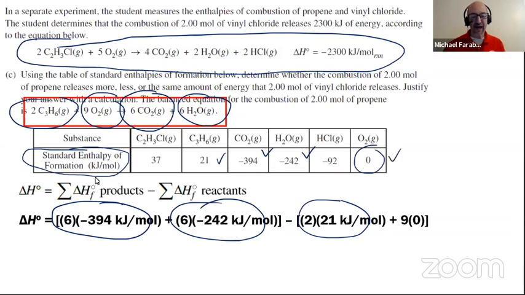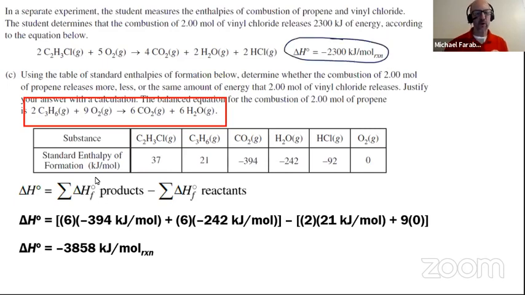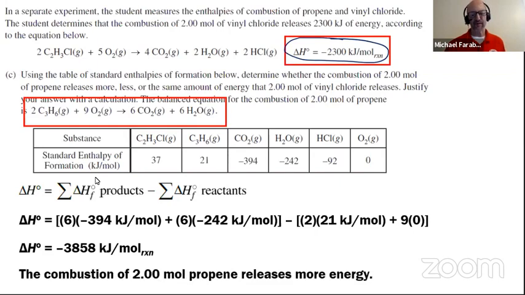So we have now gathered all of our data. We have now plugged in the information for this particular equation in the red box, and we get a delta H that is larger in magnitude than the other one. So the question had said, determine whether the combustion of 2 moles of propene, which is C3H6, releases more or less energy than the combustion of 2 moles of vinyl chloride. So again, because 3858 is a larger magnitude than 2300, the combustion of 2 moles of propene releases more energy.